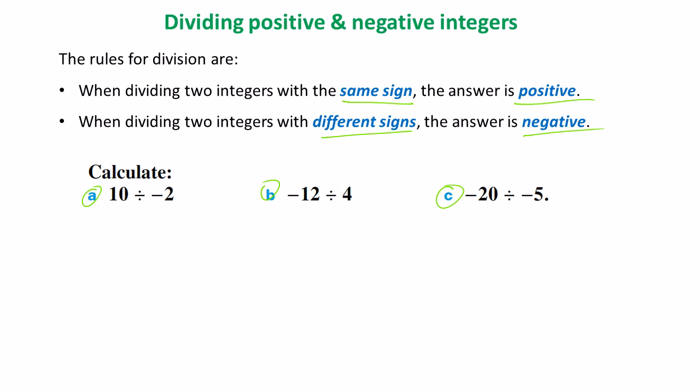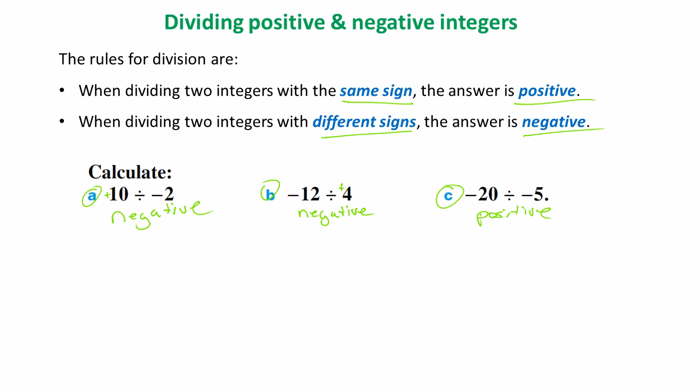Okay, welcome back. For A, this is a positive and a negative, which means the answer is going to be negative. For B, I've got a negative and a positive, so guess what the answer is going to be? A negative again. It's about remembering these rules, and then you can work out the answer. If I've got a negative and a negative, I've got two of the same sign, so the answer is going to be a positive.